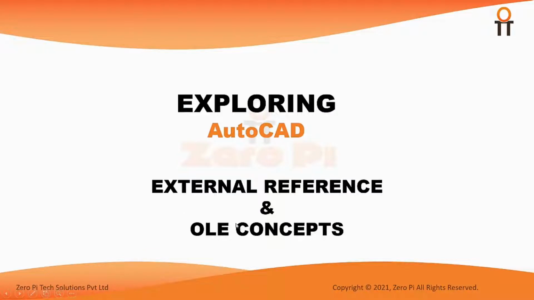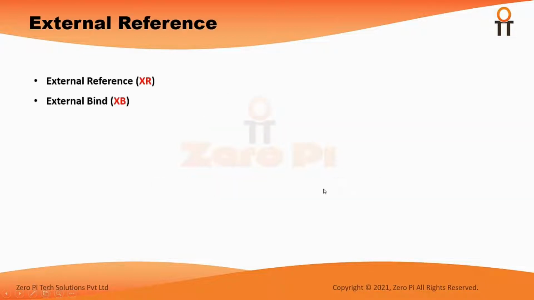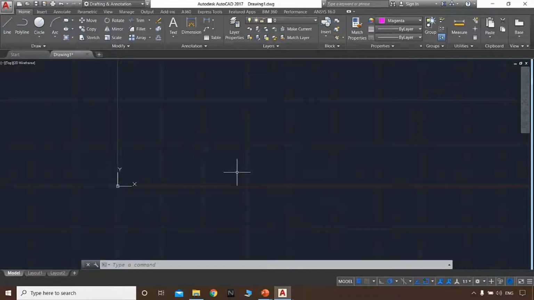External reference and OLE concepts, that is object linking and embedding. And we are moving to external reference. What is external reference? It means we can use a PDF, image or any kind of file as a reference in AutoCAD for creating a geometry. For that we need to use the external reference option in AutoCAD, and I will show you how to use this. Here I am choosing external reference.